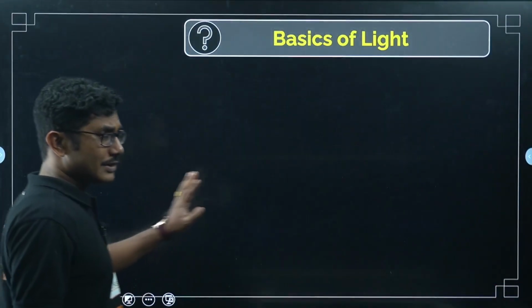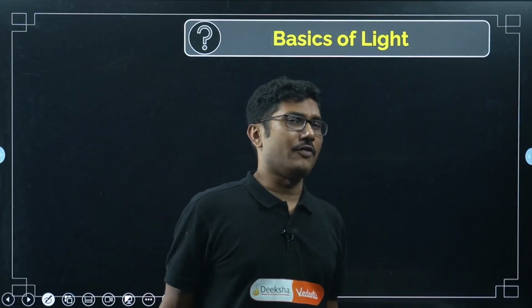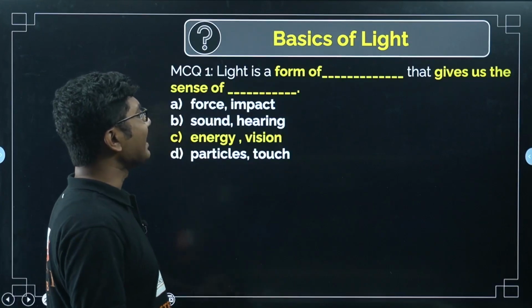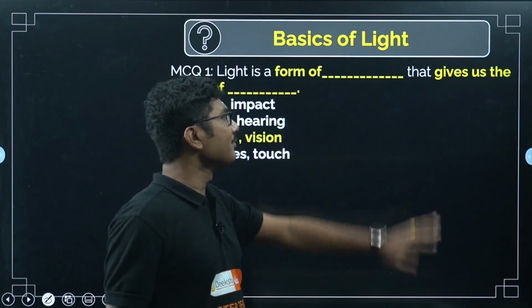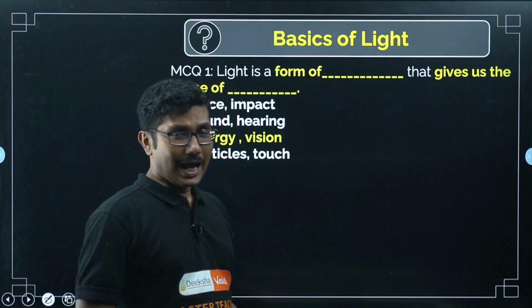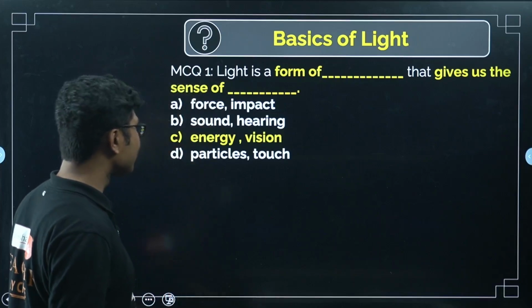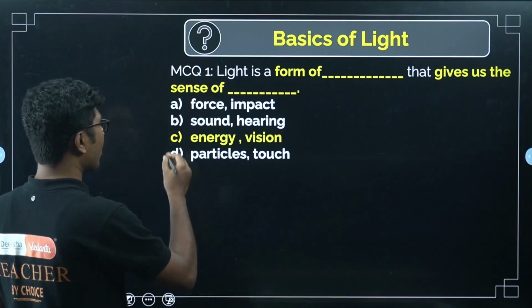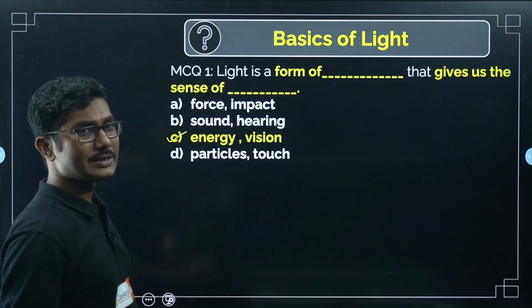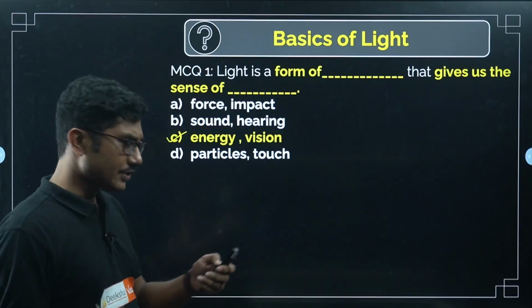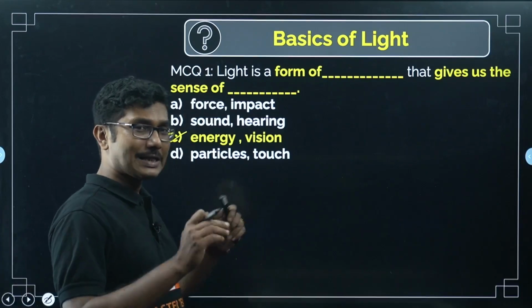Now first of all, let us start with the basics of light. One MCQ based on that. Light is a form of dash that gives us the sense of vision. So what is light? Light is a form of what? Force, sound, energy or particles. Obviously light is a form of energy and it gives us the sensation of vision, right? So this is the basic definition of light.